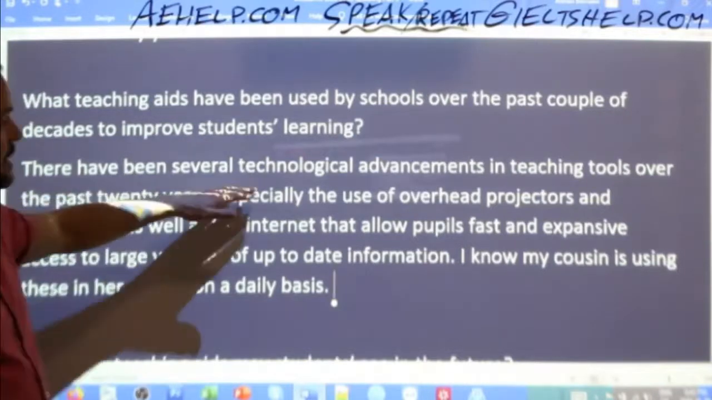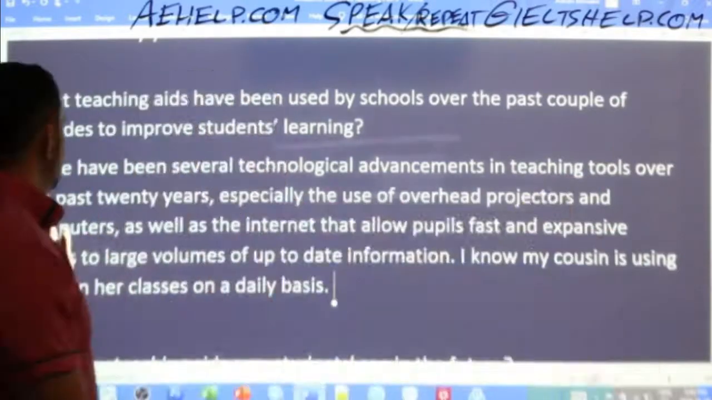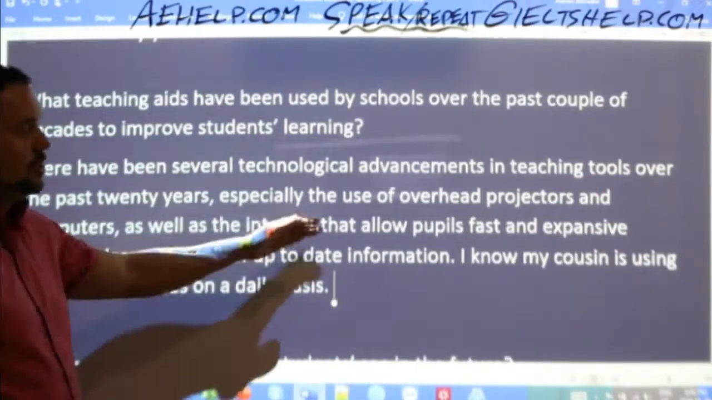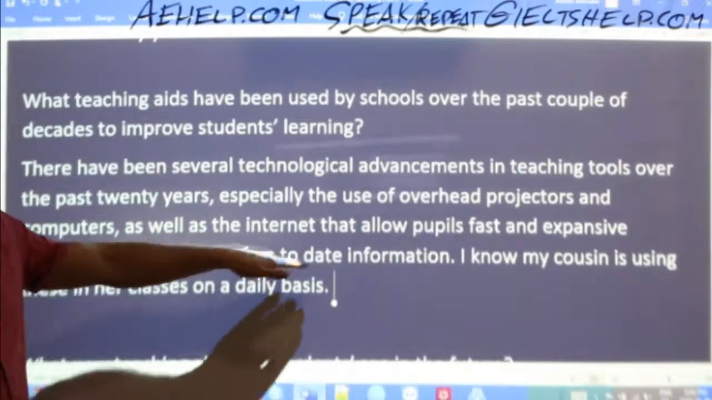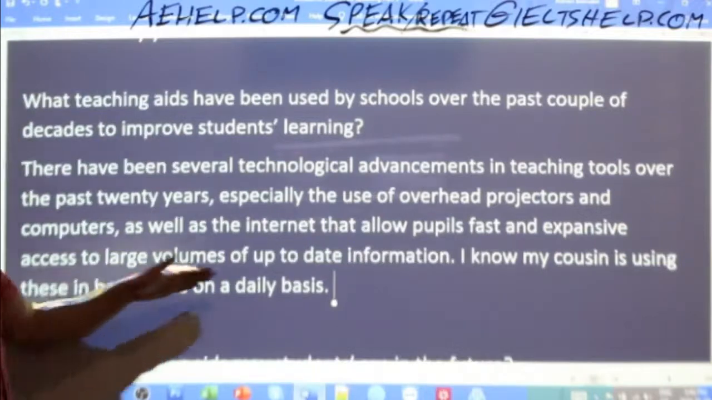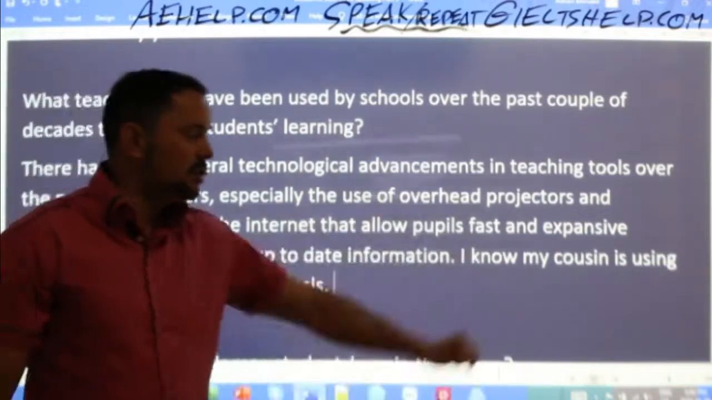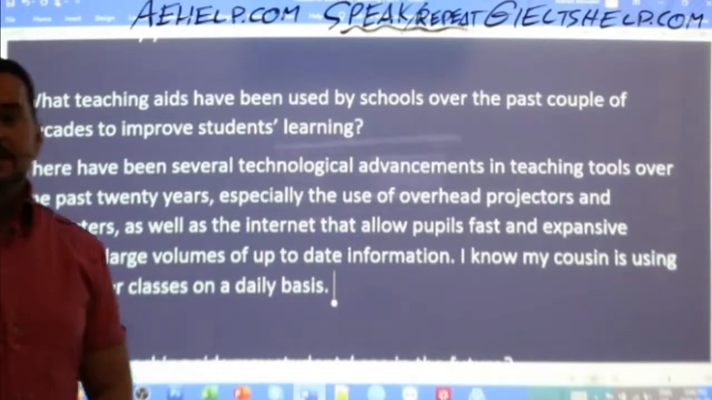There have been several technological advancements in teaching tools over the past 20 years, especially the use of overhead projectors and computers, as well as the internet, that allow pupils fast and expansive access to large volumes of up-to-date information. I know my cousin is using these in her classes on a daily basis.